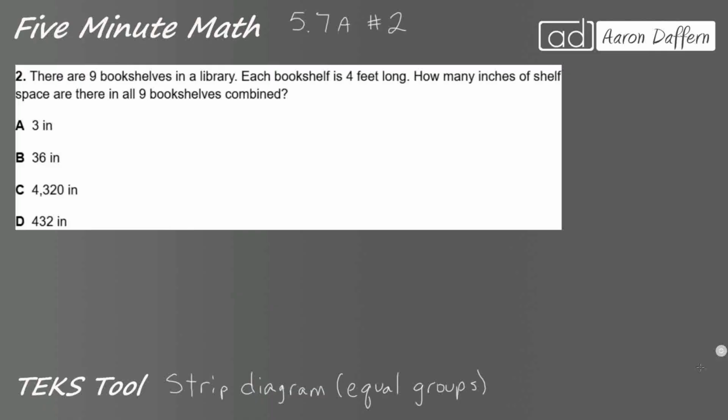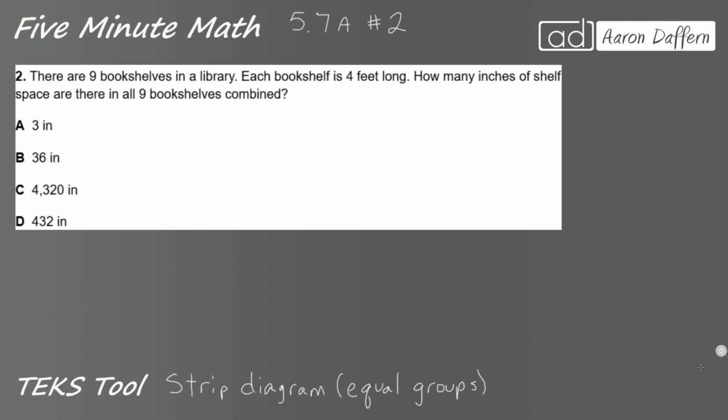We are working with equal groups with a problem related to TEKS 5.7a, and we will solve it in 5 minutes or less. If you haven't done so already, please go ahead and take a moment to pause the video, work this problem out on your own, unpause it, and we will look at our answers together.